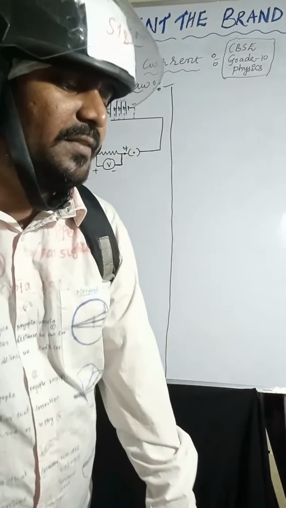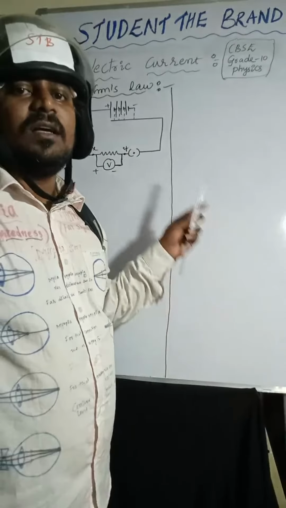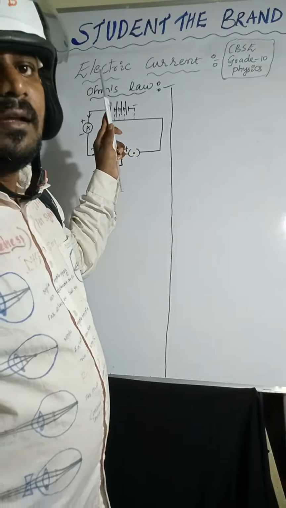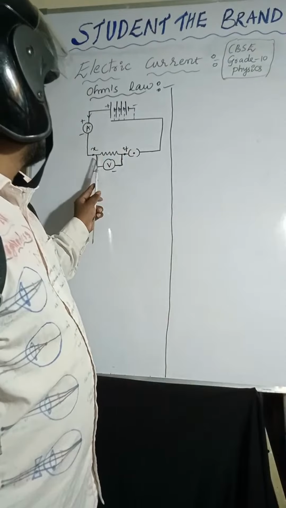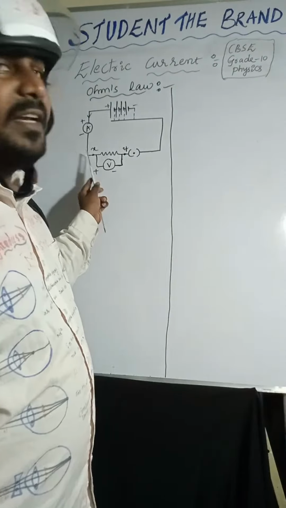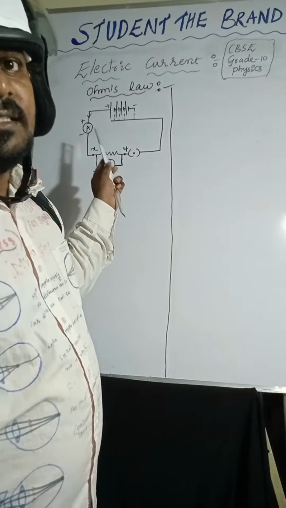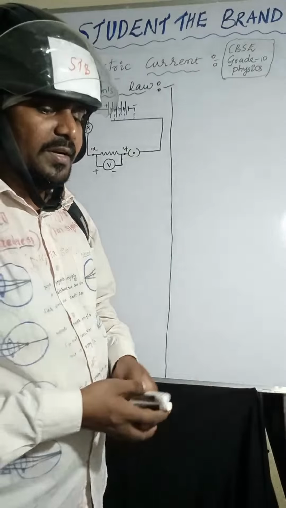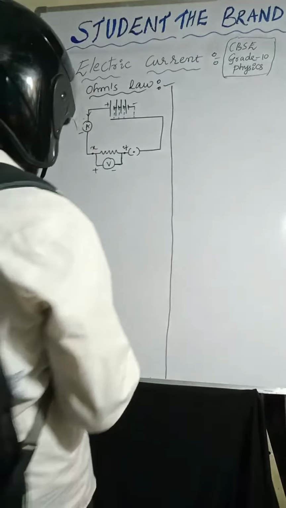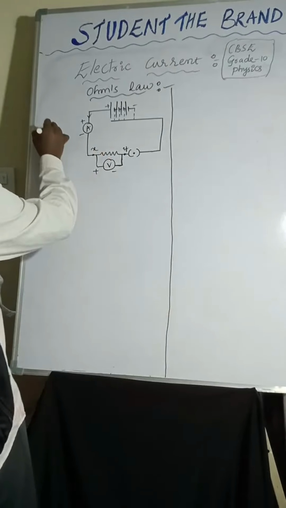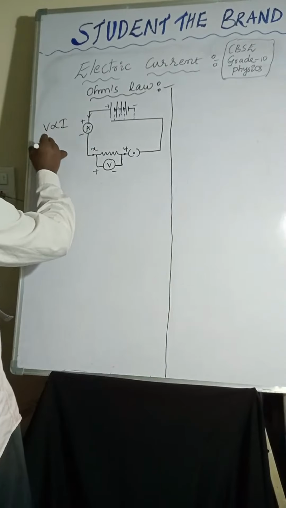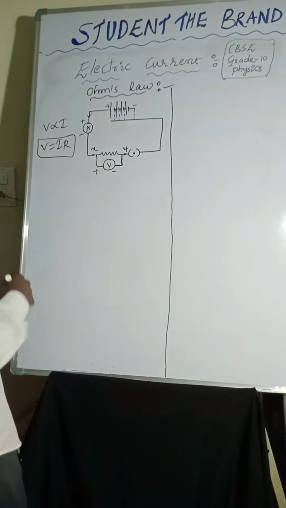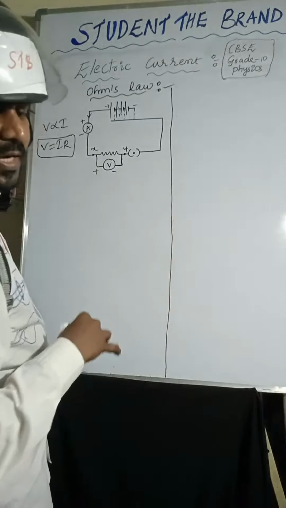The potential difference across the ends of the given metallic conductor is directly proportional to the current flowing through it. V is directly proportional to I. V equals IR.